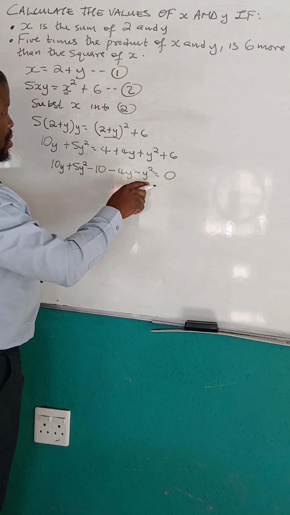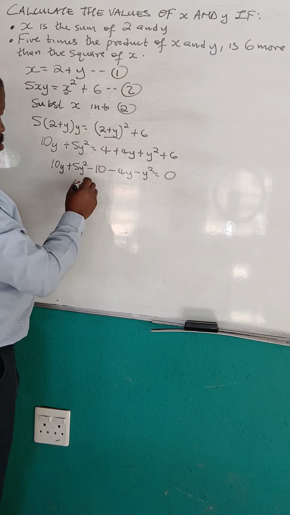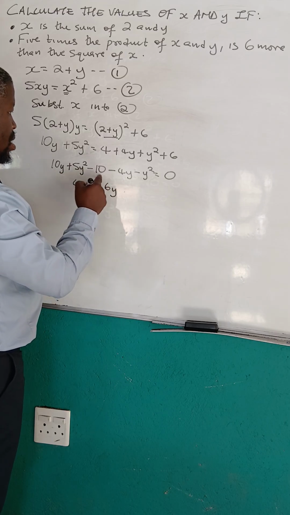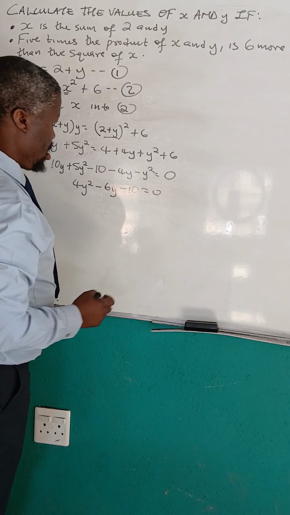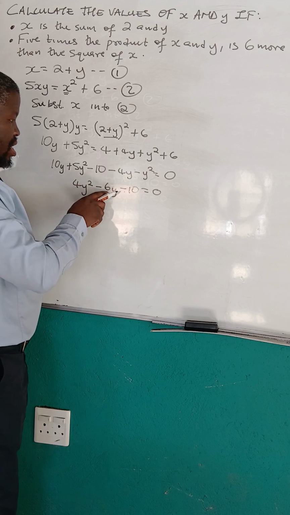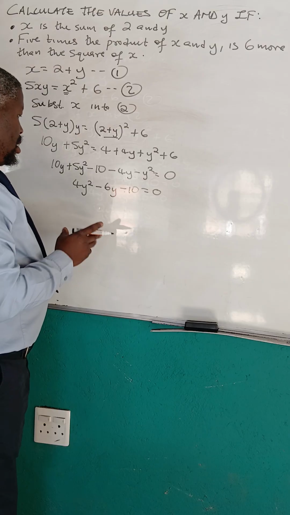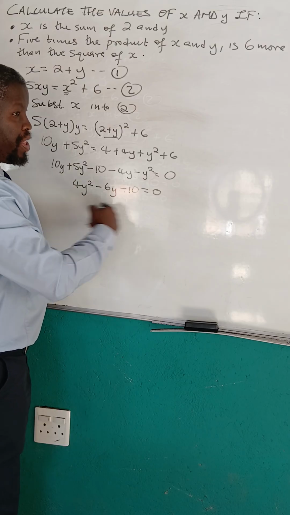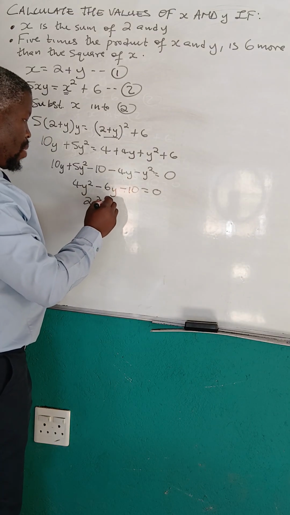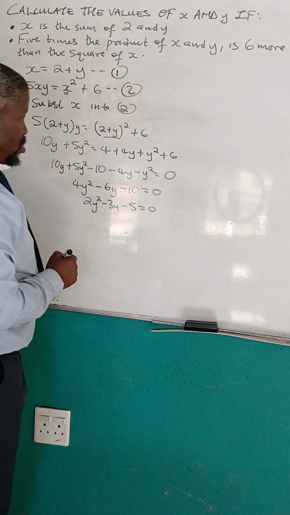5y squared minus y squared will give us 4y squared. 10y minus 4y will give us 6y, minus 10. This is equal to 0. As you can see, between 4, 6, and 10 we have a highest common factor which is not 1. In this case, the highest common factor is 2. So we divide throughout by 2 to get 2y squared minus 3y minus 5 is equal to 0.